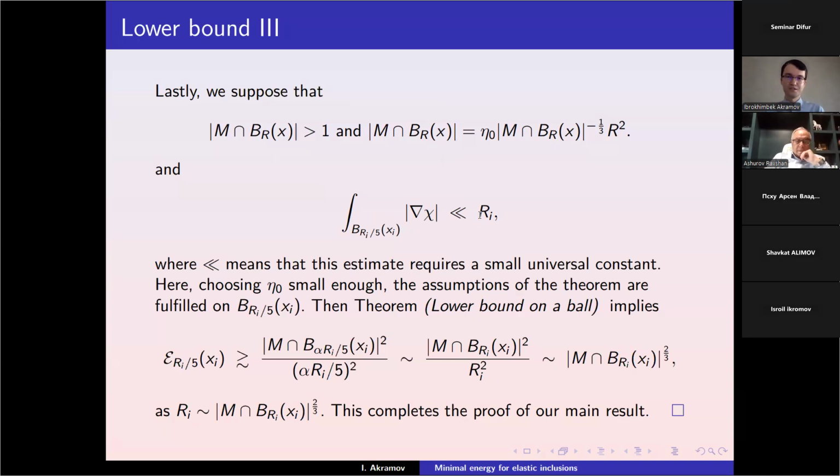If it's bigger and the integral is now smaller than Ri, this estimate requires a small universal constant. Then here we can choose eta 0 small enough so that the assumption of the theorem holds.